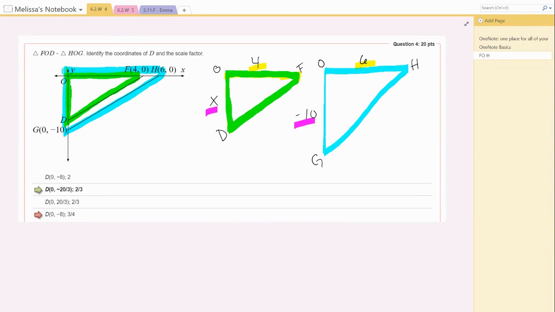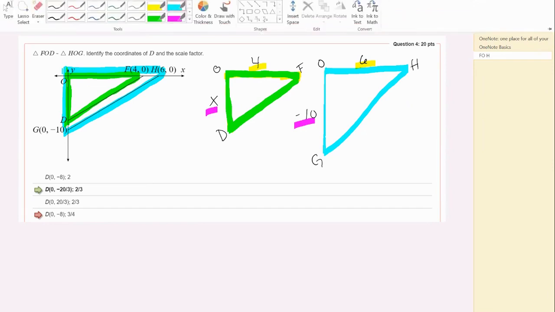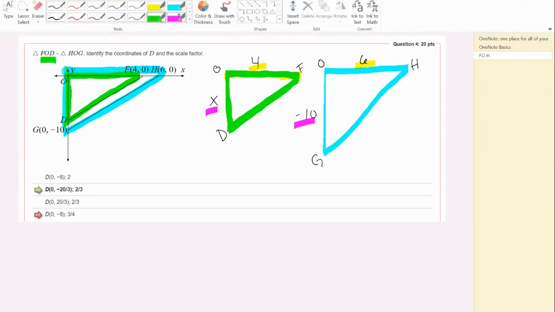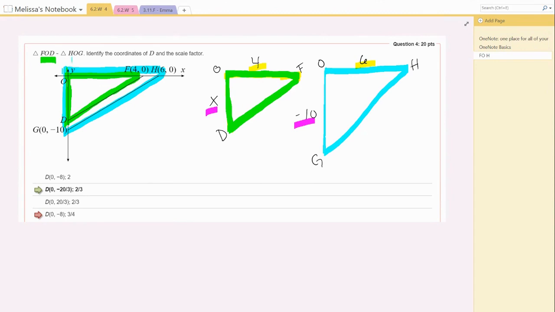So these two triangles, I already highlighted them in green and I guess that's aqua or teal, whatever you want to call it, so that you can see the different sizes of them. So let's see, FOD is the green one, and HOG is the teal one. And so what you want to do here is it says that they're similar.